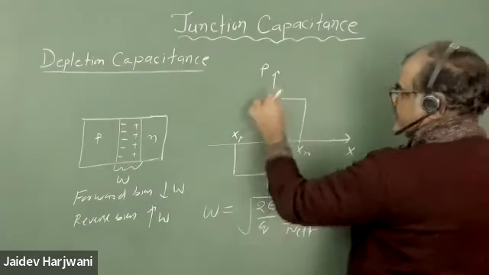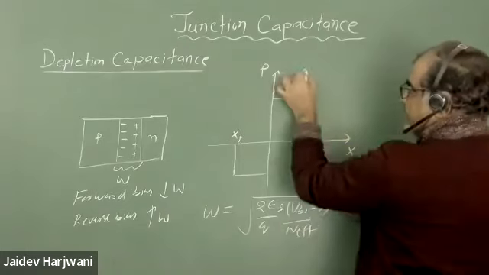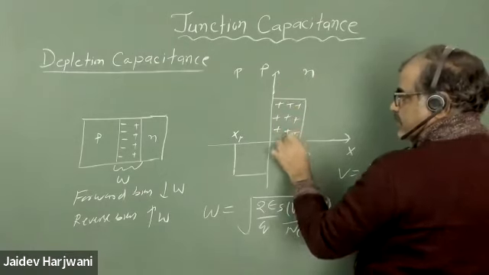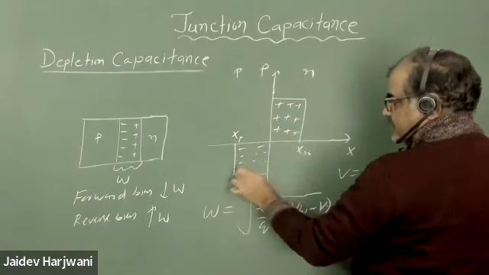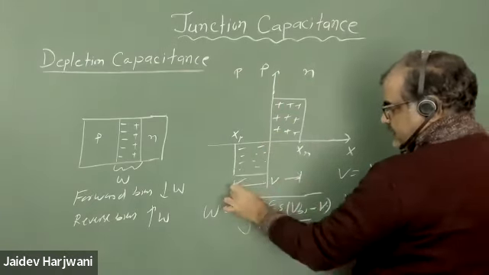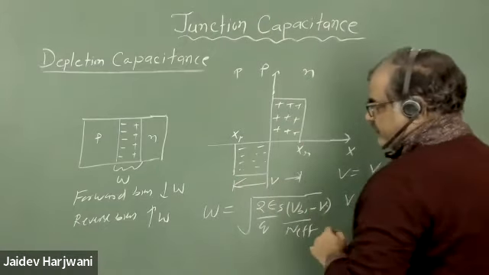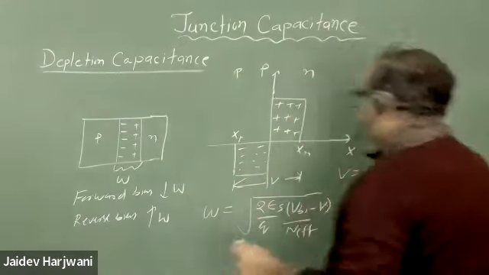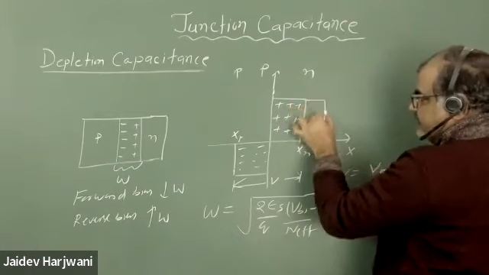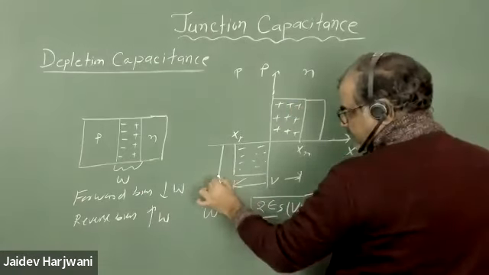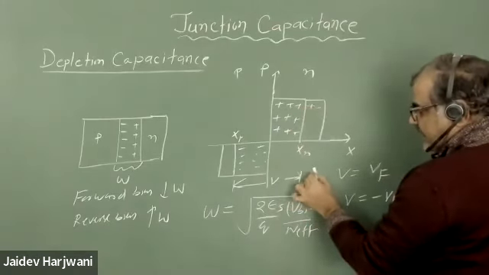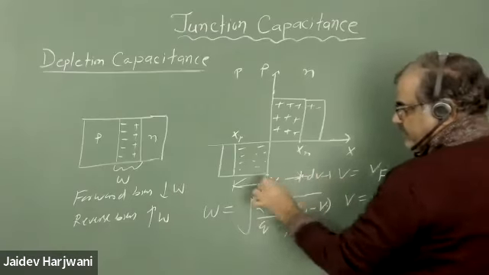So this is your P side, this is N side. On the N side we have plus charge, here you have minus charge. Suppose this is the width at some potential V. With applying potential, this width is varying: forward bias it is decreasing, reverse bias it is increasing. Now suppose in reverse bias I'm applying voltage, and say I'm adding dV more voltage compared to this one.